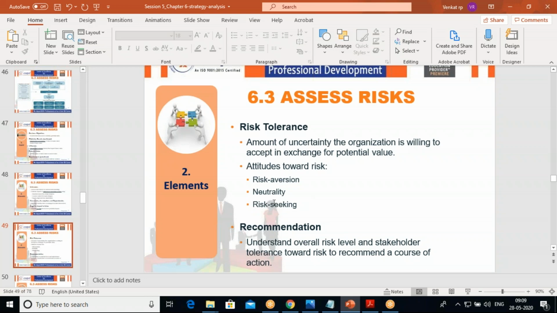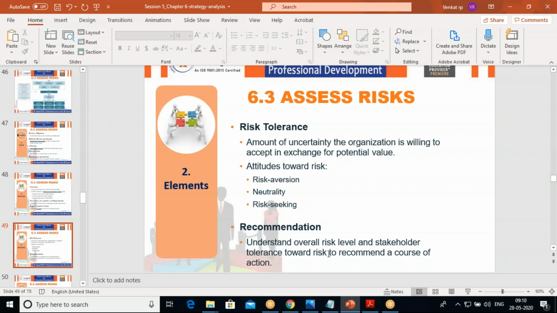Sometimes if a risk comes, we will handle it. Sometimes we try to deviate from it. Sometimes we will take a neutral stand there. If a risk is going to happen, we will not actually do anything. Sometimes we know that risk is going to happen, but we'll take a daring step. Likewise, we will be making it. And finally, we will come up with the recommendations.